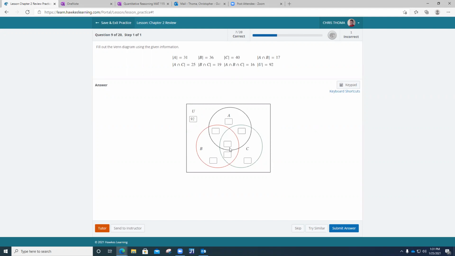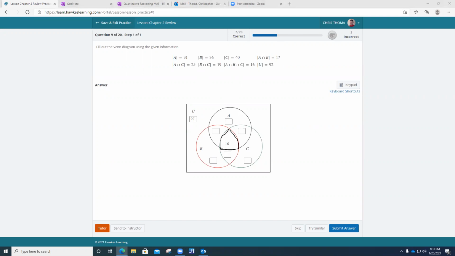A and B and C, that is where I get the triangle that's in all 3. That would be this triangle right here that's in all 3 circles. So that's where I put my A, B, and C numbers. That's 16. Now I can work my way out.